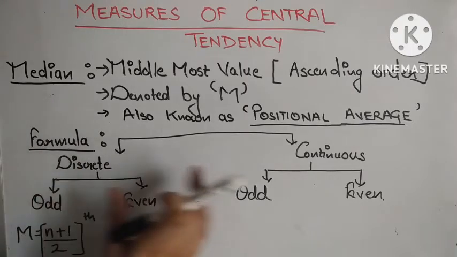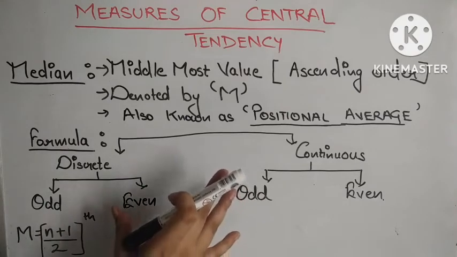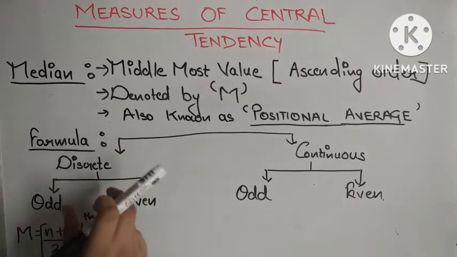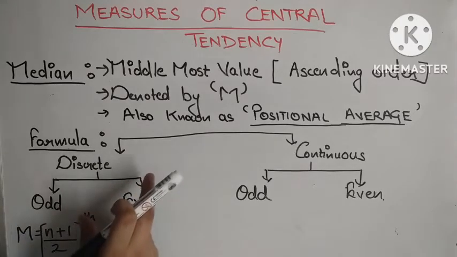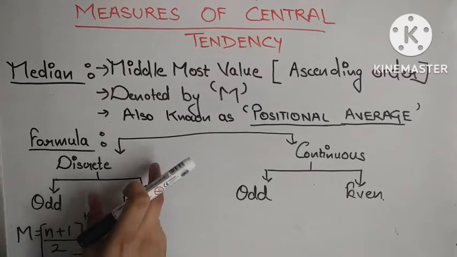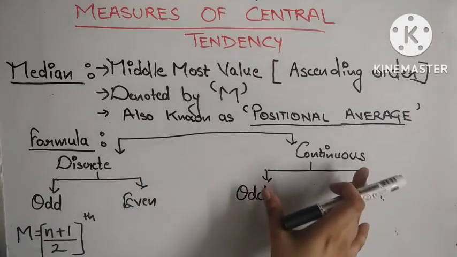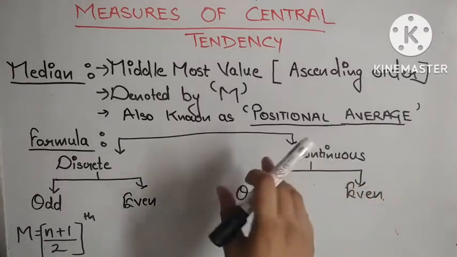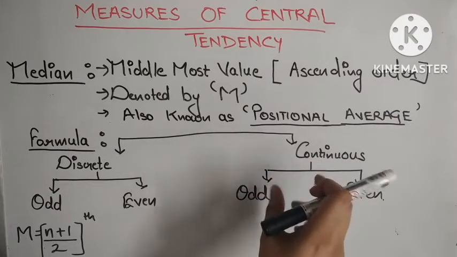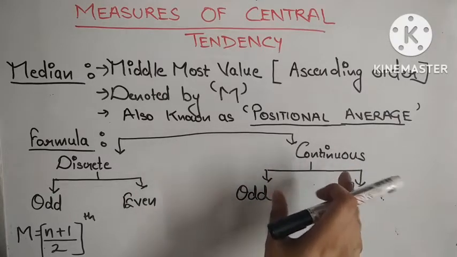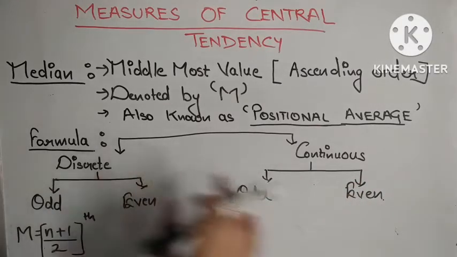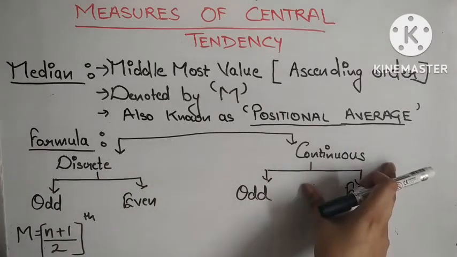So we have various formulas for calculating the median. If you are having a discrete frequency table, and you are not clear what the discrete frequency table and the continuous frequency table are, you can go and check the previous video in which I have told you how to calculate the mean. In that I have explained what is the discrete frequency table and what is the continuous frequency table.